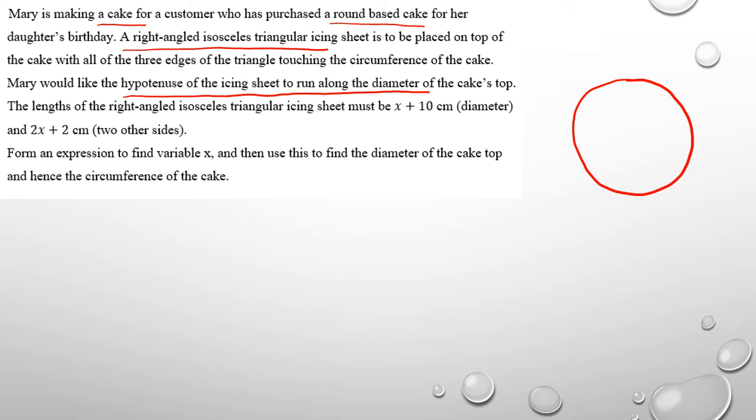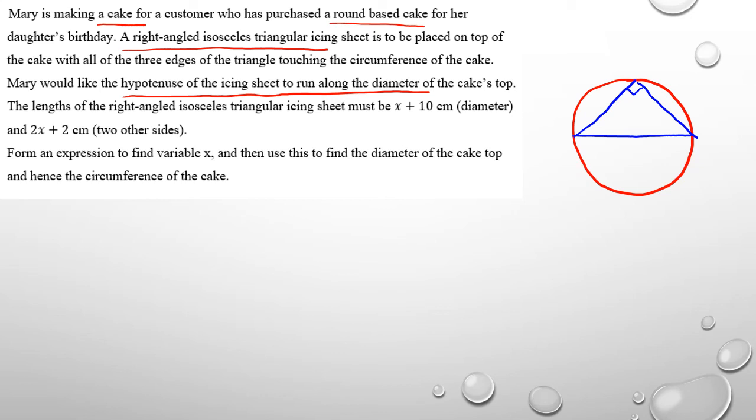Of the triangle. So that's the diameter of the cake, and that would be the hypotenuse. So it means that's the right angle triangle in here. So you need to write the expression to find the value of x.